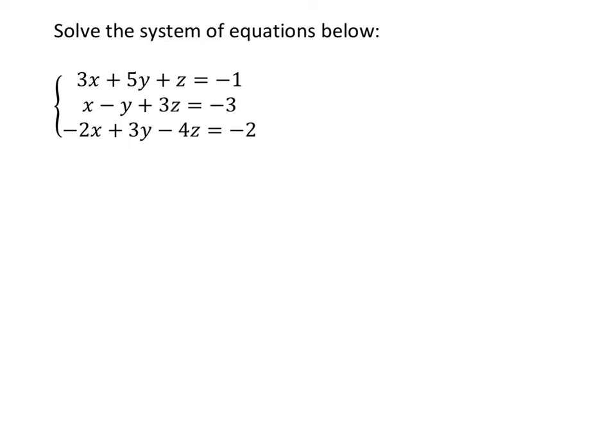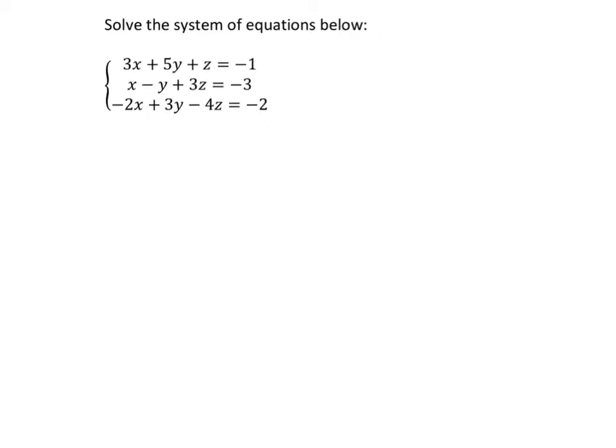All right, we're going to look at another example of solving a system with three equations and three variables. First, let's organize our work. I'm going to label my equations: this is equation A, equation B, and equation C.